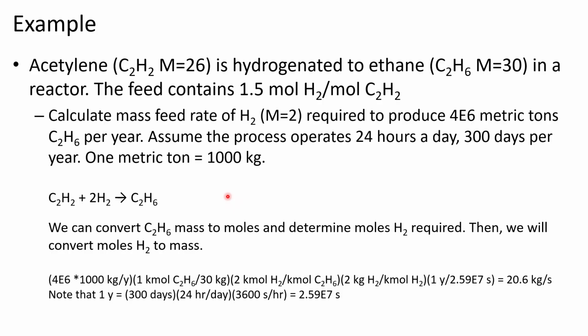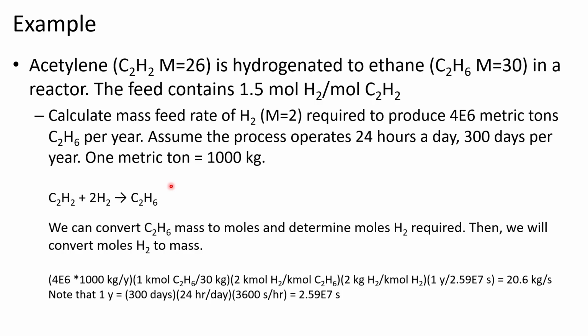Finally, we're going to calculate the mass feed rate of hydrogen that's required to produce 4 million metric tons of ethane per year. We're going to assume the process operates 24 hours a day, 300 days per year. Now note that 1 metric ton is equal to 1,000 kilograms. The chemical reaction is written out here again.